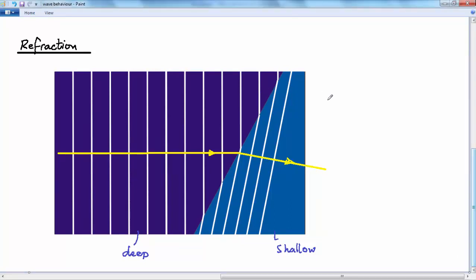Refraction, as with reflection, will occur with all types of waves, whether they be sound waves, light waves, or seismic waves. Whenever a wave is incident on a boundary between two mediums at an oblique angle, that's to say the angle is not perpendicular, then the wave will change direction.